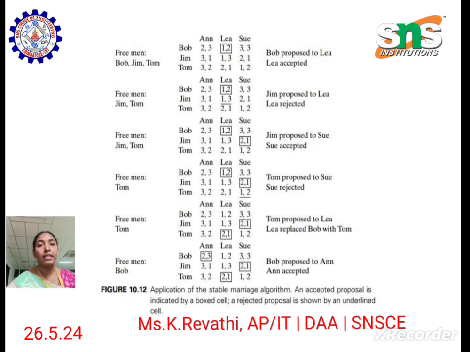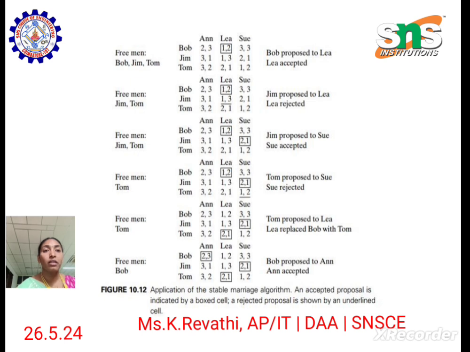Then the second step: the free men are Bob, Jim and Tom. First, Bob proposed to Leah because the first preference of Bob is Leah. Leah is free, so she accepted Bob's proposal.